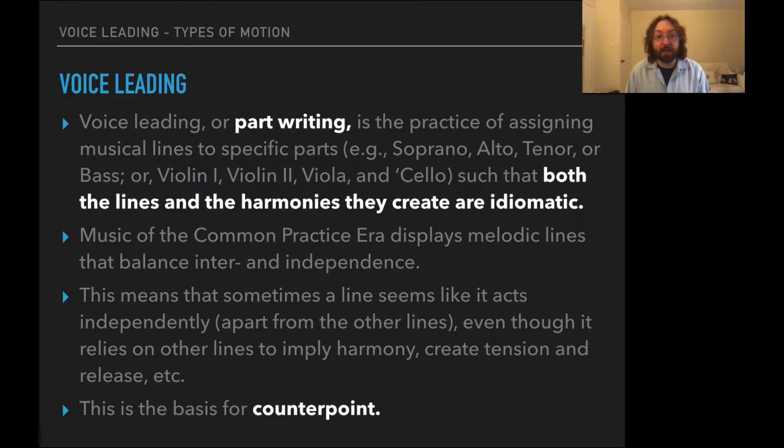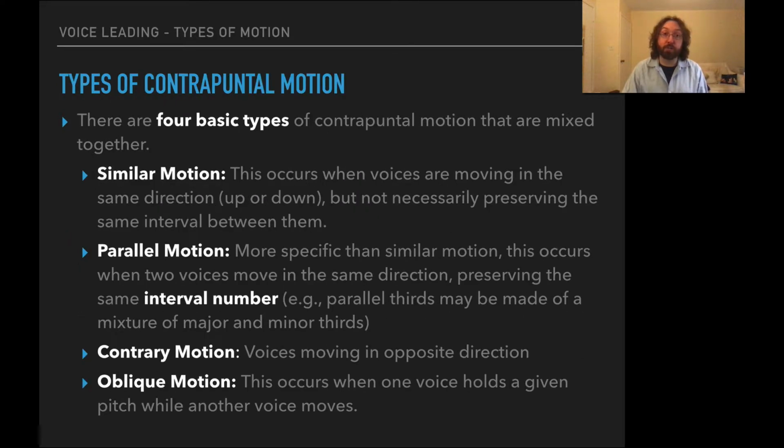You want to be doing this so that both the lines and the harmonies created are idiomatic. Music of the common practice era displays melodic lines that balance interdependence and independence. So the lines are interdependent and independent. This means that sometimes a line seems like it acts independently, apart from the other lines, even though it relies on the other lines to imply harmony and create tension and release and the other things in music that we really enjoy. This action is the basis for counterpoint. So here are four basic types of contrapuntal motion that we'll be using in common practice era music.